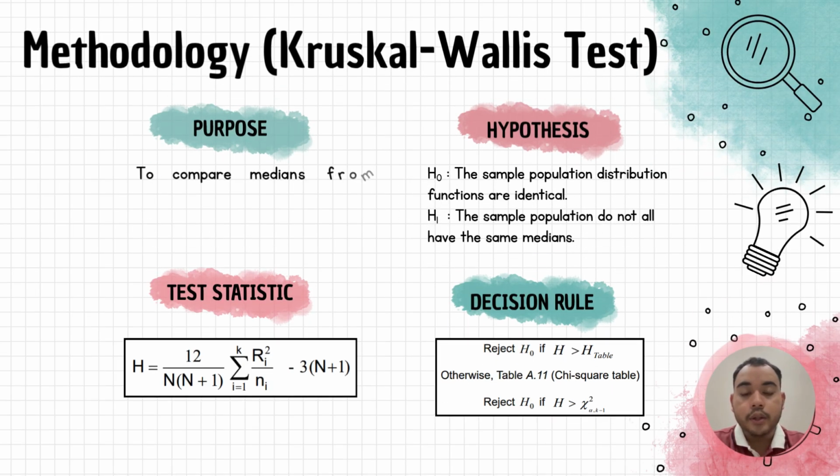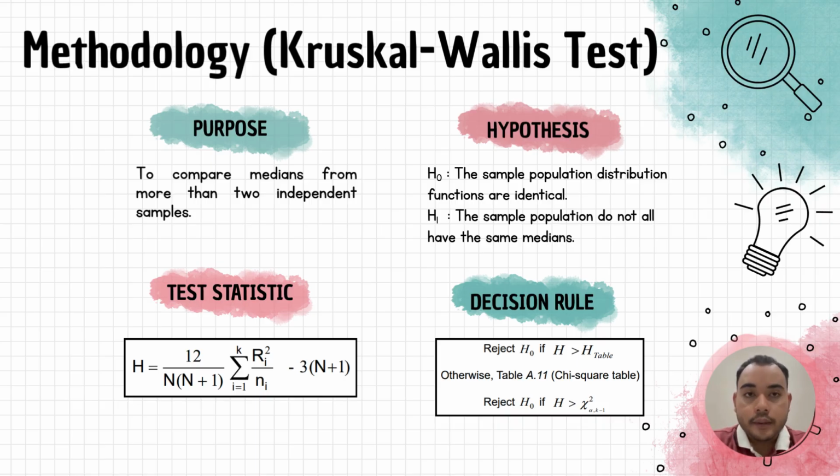Next, I will explain the methodology used in this study, which is the Kruskal-Wallis test. The purpose of the Kruskal-Wallis test is to compare the median values among more than two independent groups. This non-parametric test is suitable when the data does not satisfy the assumptions. For the hypothesis, the null hypothesis H null states that the population distribution functions are identical, meaning that there is no significant difference among the groups, while the alternative hypothesis H1 states that not all groups have the same median, indicating that at least one group differs significantly from the others.